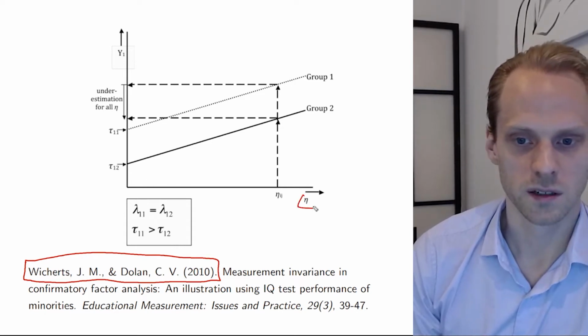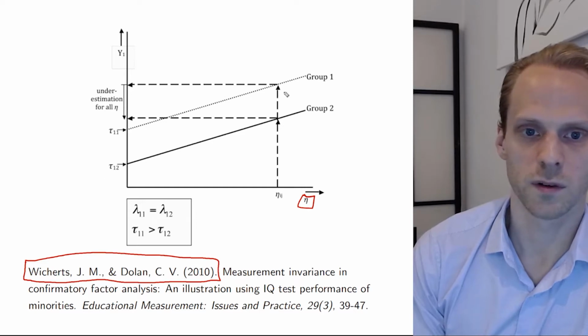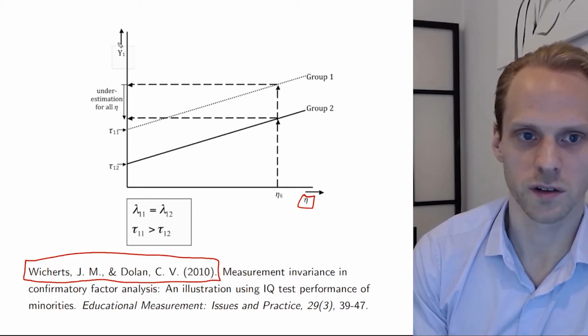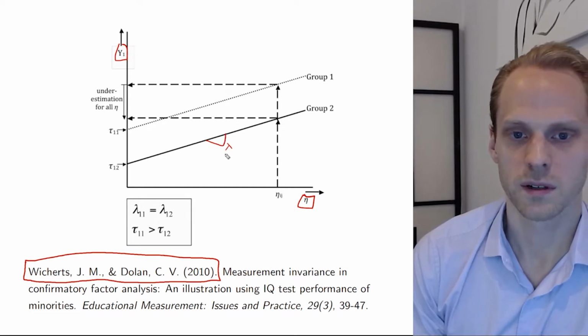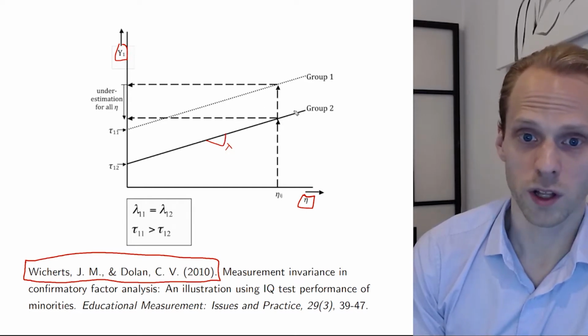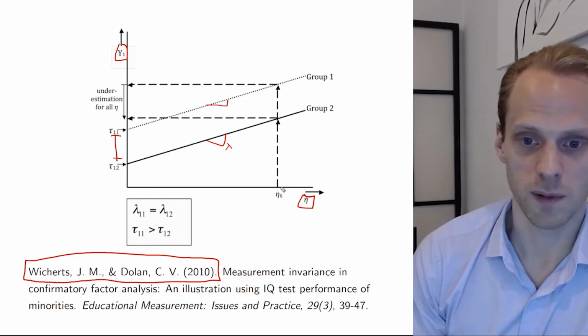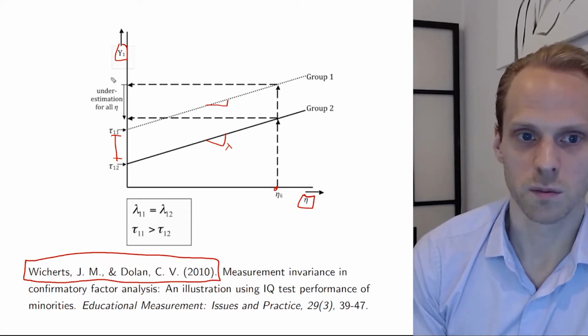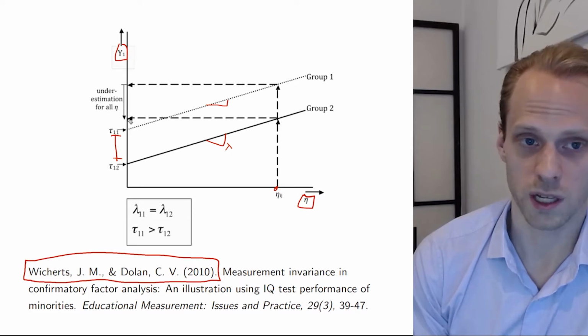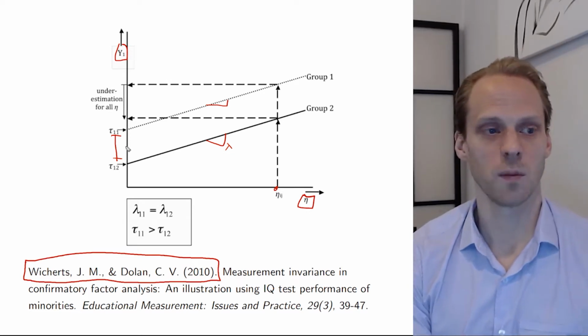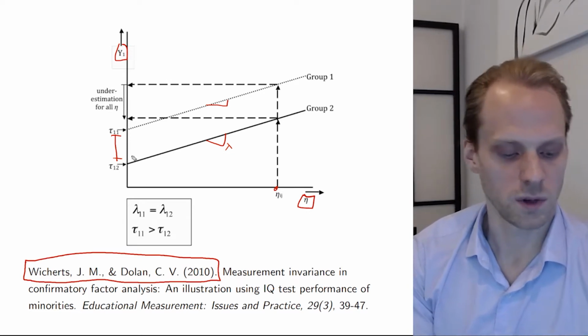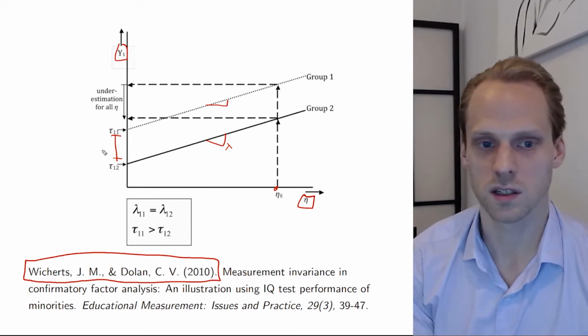So we have eta here. And this is basically our regression on the latent variable, right? So here we have the item score, and the slope here is lambda, right? So what we see here in group 1 and group 2, is that the slope is the same, but the intercept is different. And what that means is that for the same level of the latent variable, let's say this is ability, group 1 will get a much higher score than group 2 on the test. And this is an example of a uniform item differential item functioning, as it's called.